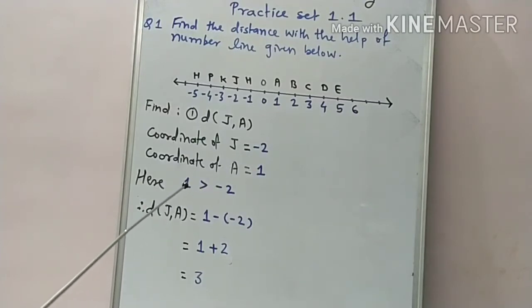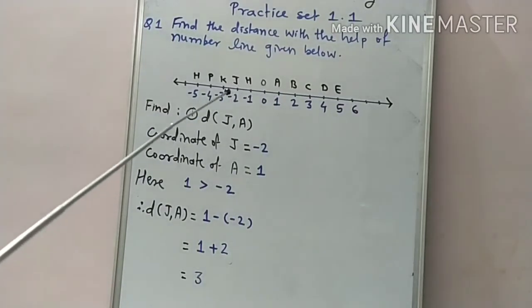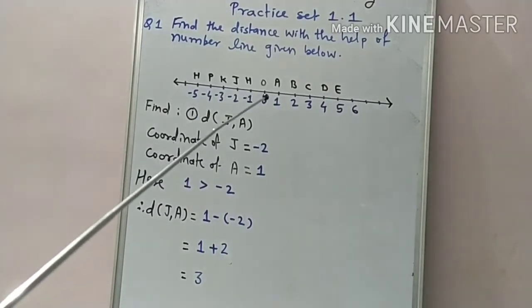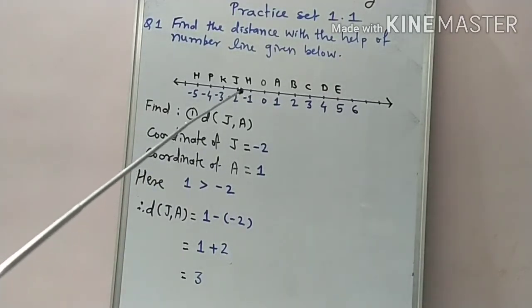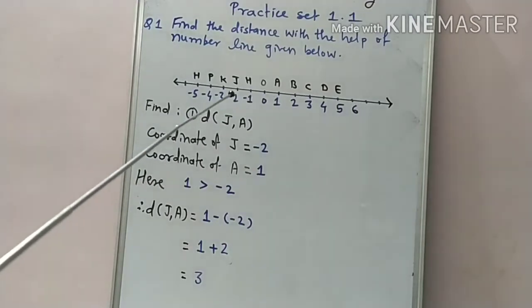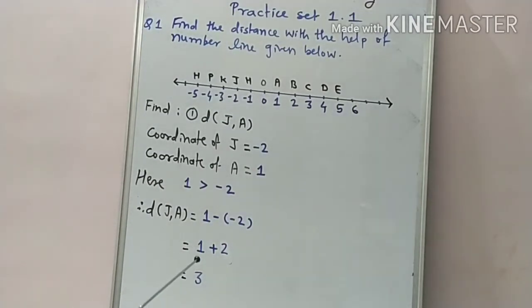So here we have the comparison: 1 is greater than what? -2, because a positive number is always greater than a negative number. So the distance between them, how do we find it? 1 minus -2. So minus times minus, the multiplication is plus. So 1 plus 2 is 3, which means the distance between J and A is 3. According to the number line also, from J to A, how many parts are there? Here are 1, 2 and 3 parts, so we verify that our answer is correct.